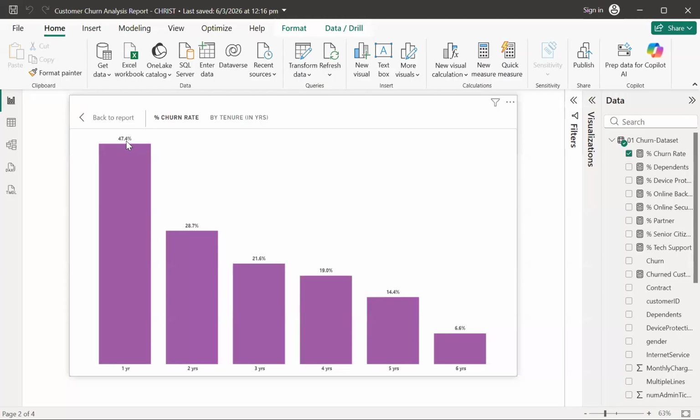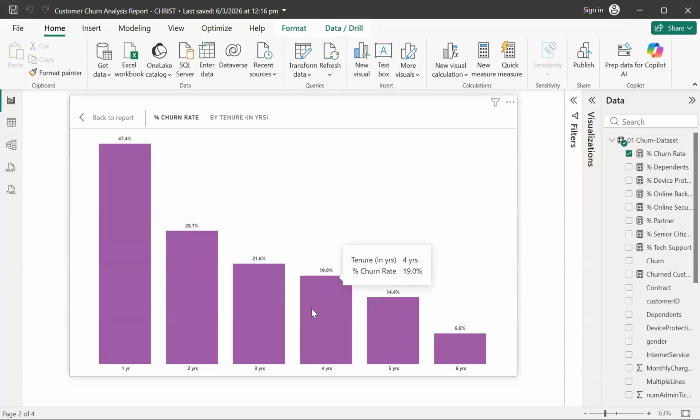It is 47.4%. Going ahead, with 2 years of experience, 28.7% is the churn rate. So definitely it reduces a lot from 47%. It now becomes 28%, so approximately a 20% decrement. Then with 3 years of experience, it again decreases and becomes 21.6%. Then with 4 years of tenure, the churn rate becomes 19%.